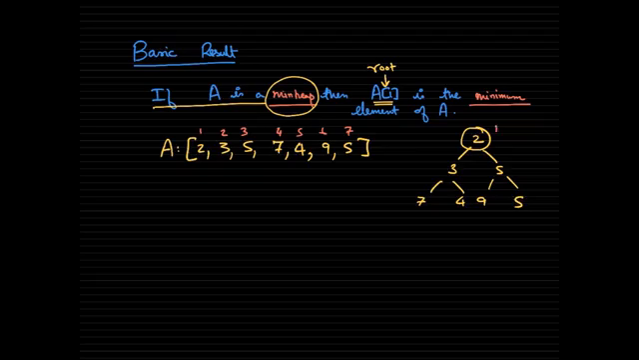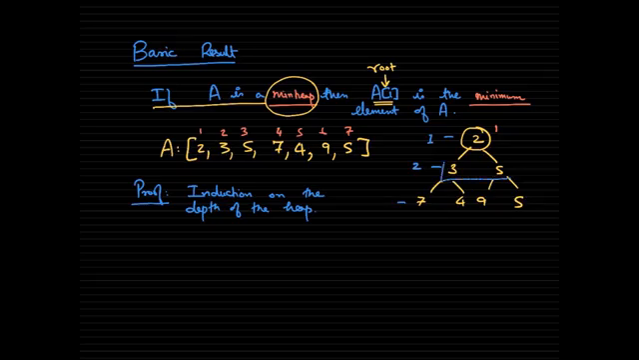Why is this? Okay, so let us prove this result. All right, what's the proof? The proof is going to be by induction on the depth of the heap. What is the depth of the heap? The depth of the heap is the maximum number of levels, where the root is considered level 1, the second level is the children of the root, the third level is the children of those, and so on. So let us do induction on the depth of the heap.